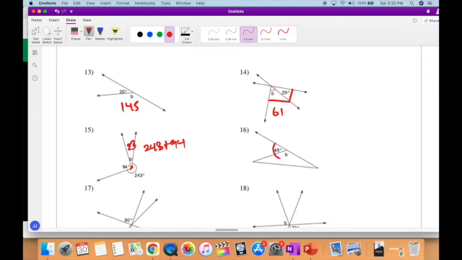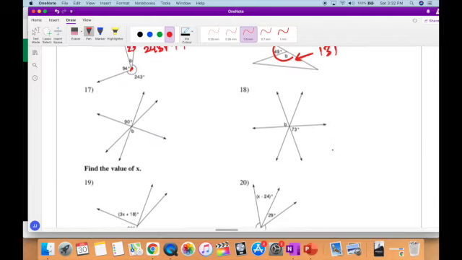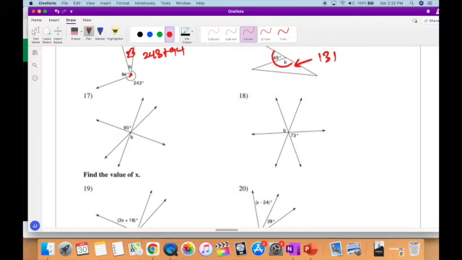This here is supplementary. They add up to 180 degrees. So 180 minus 49 is 131. These guys are vertically opposite, so this will be 90. Now these are also vertically opposite, so this will be 73.